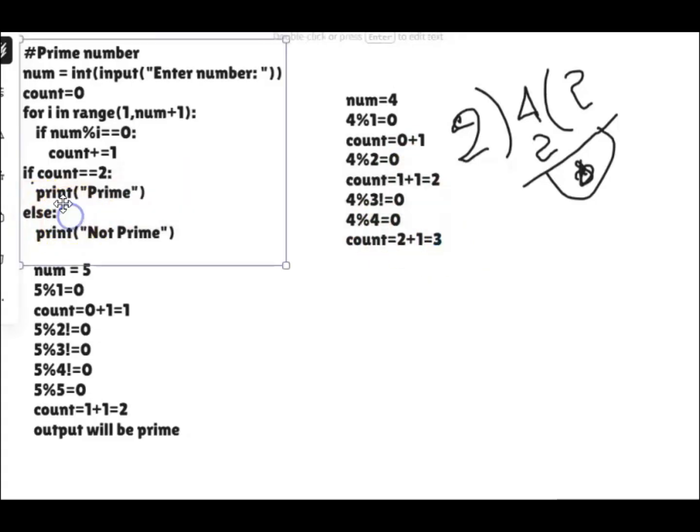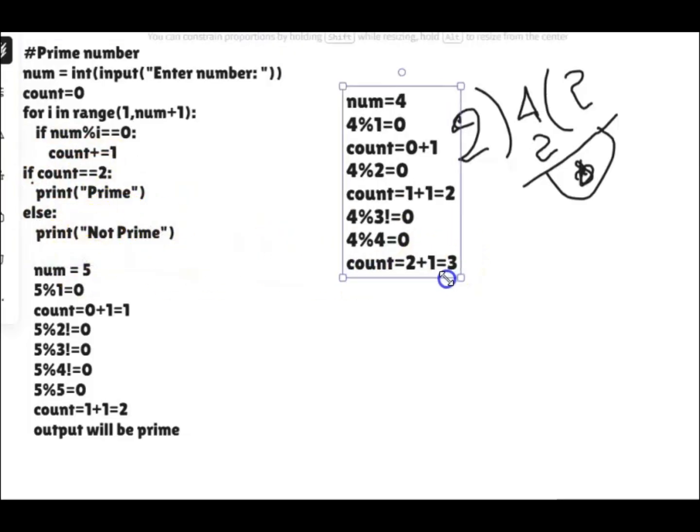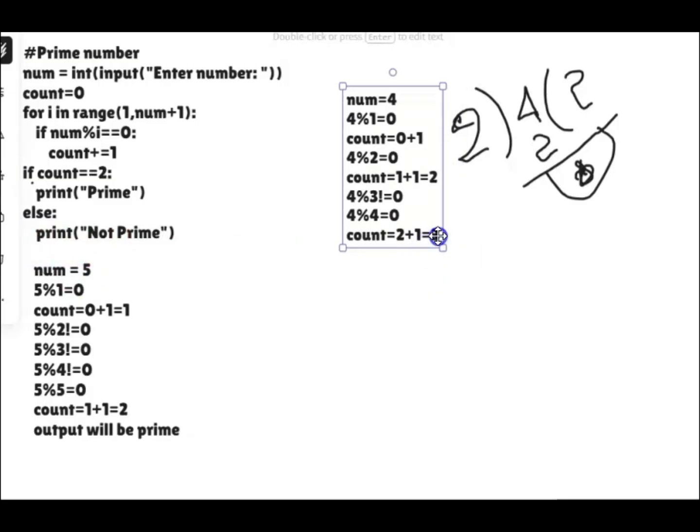So let's check the if else statement here. The count becomes 3 there, so the if statement is going to be false. It moves to the else and prints the else statement. The output will be not prime.